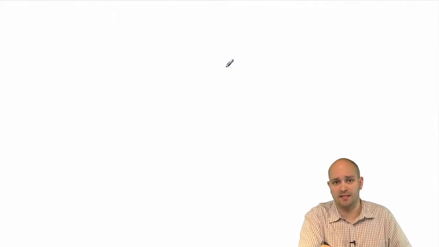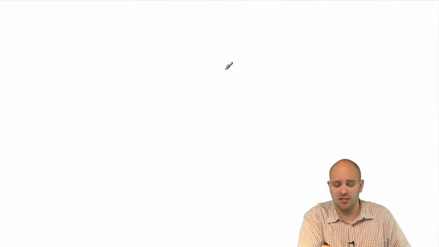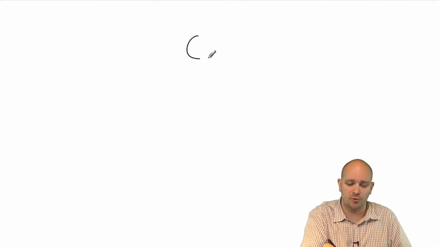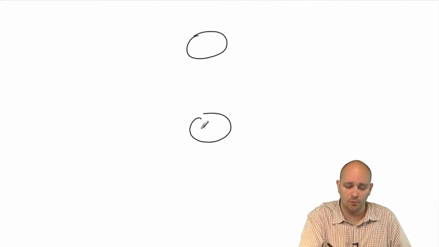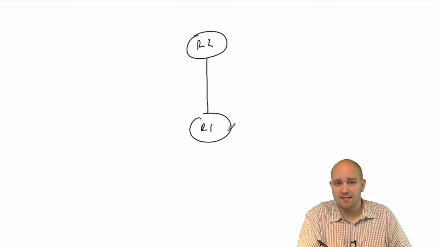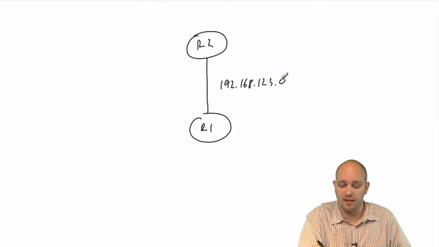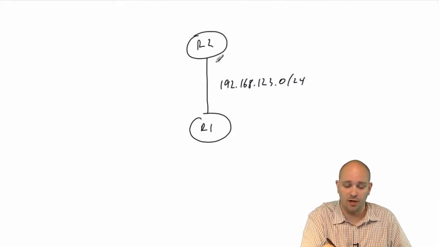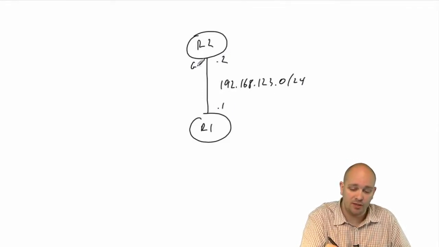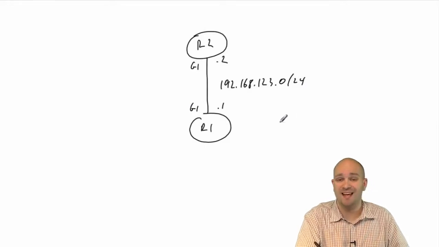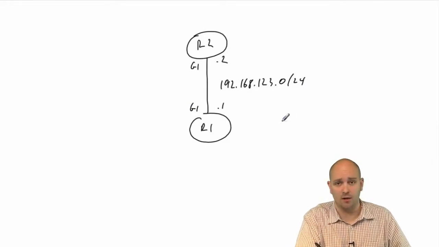I'm going to start by building a very simple test network, with just two devices: routers R1 and R2 that are directly connected. This direct connection between them is going to be on the network 192.168.123.0/24. I will have .2 on this side, .1 on this side. In both cases, this is simply going to be GigabitEthernet 1 on both sides.